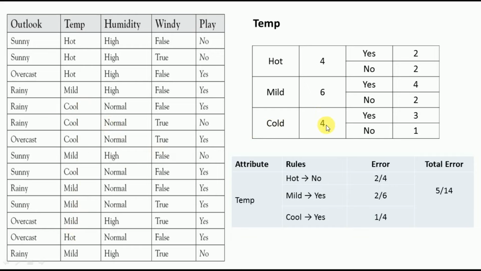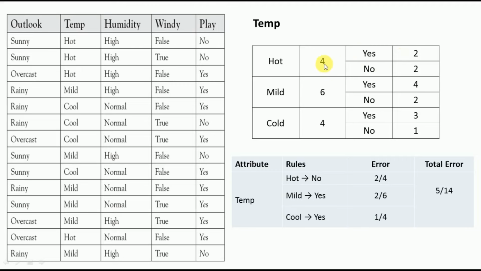Now the next question is what? We need to count out of 4, how many yes are there, how many no are there. Out of 6, how many yes, how many no. Out of 4, how many yes, how many no. That's the thing we need to write, so we will get those particular values over here. Once you get those values, what is the next thing we need to do? We need to create this particular table where we can calculate the error by writing some different rules.